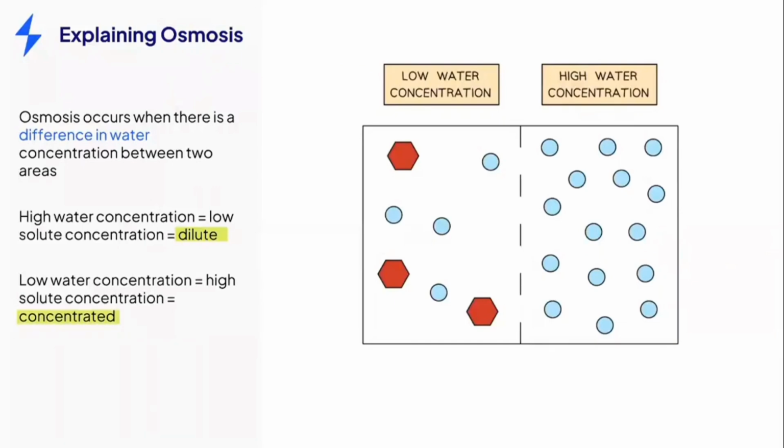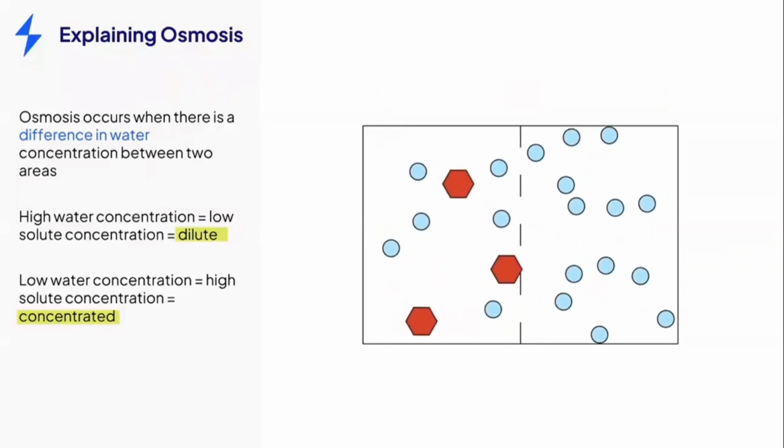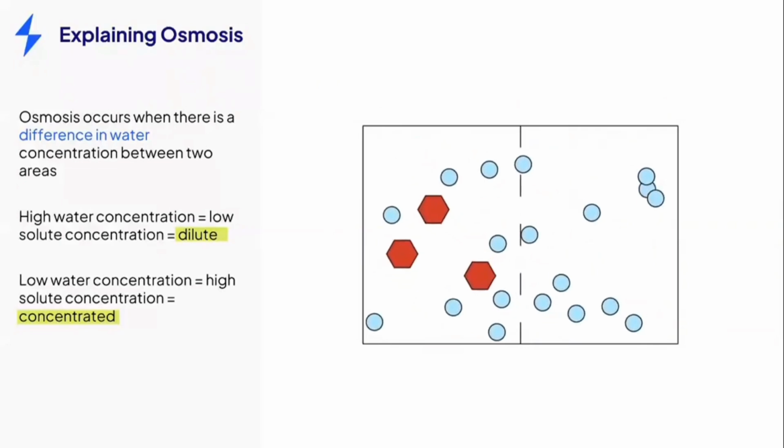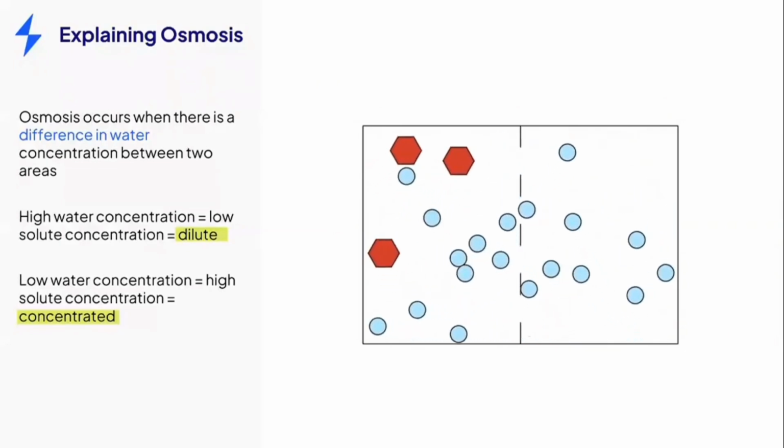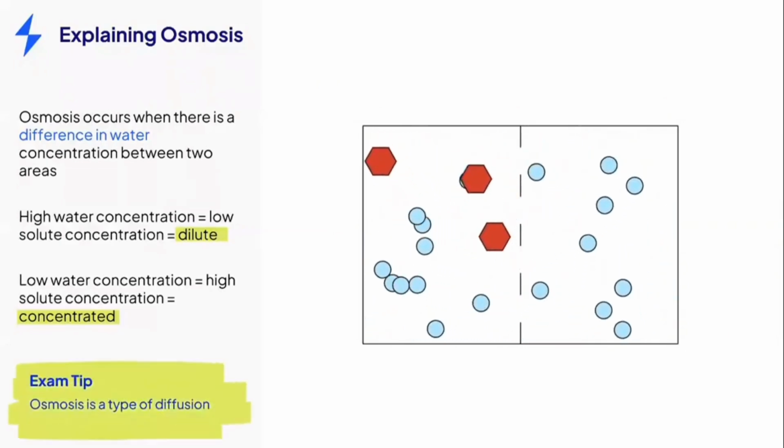Like with diffusion, molecules move down the concentration gradient from where there is a higher water concentration to where there is a lower water concentration until the water particles are distributed evenly. You should remember that osmosis is considered a special type of diffusion.